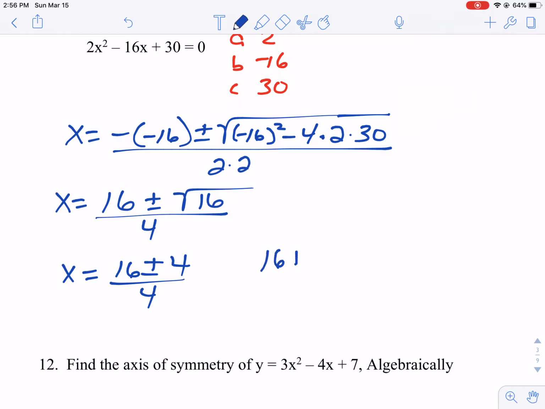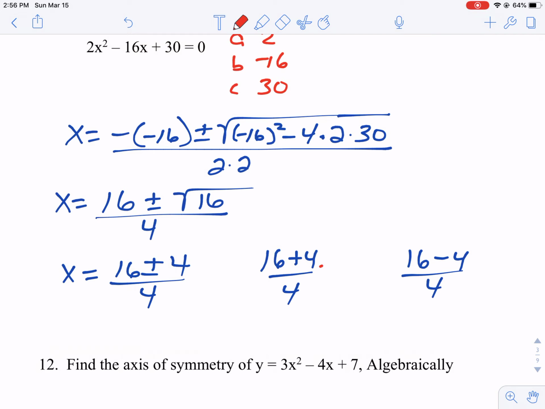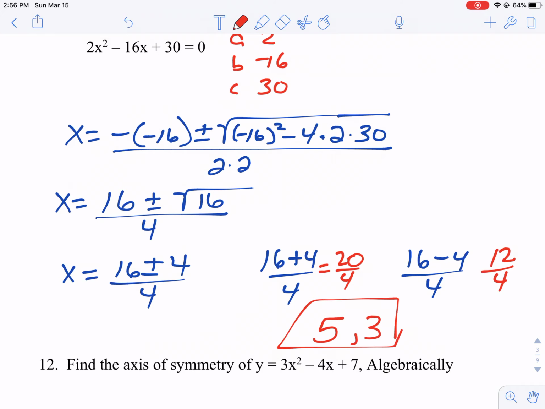So 16 plus 4 divided by 4, 16 minus 4 divided by 4. Now remember, do the top first, then divide. So 16 plus 4 is 20. 20 divided by 4 means one of my answers is 5. 16 minus 4 is 12. 12 divided by 4 makes a 3. And remember, if you get nice pretty numbers that don't have any radicals, that means you could have also factored that problem. But our roots are 5 and 3.